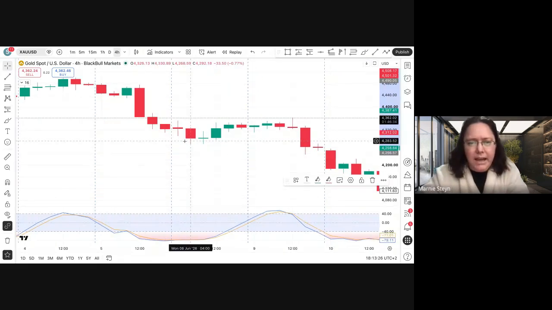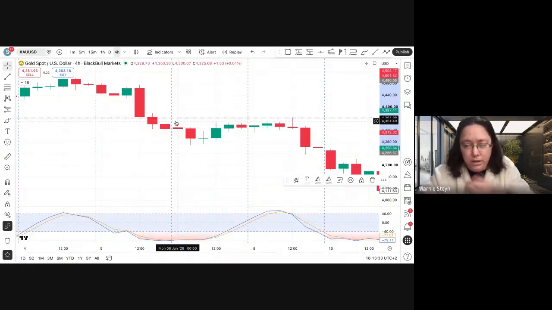Now, when we look at a candle like this, we can see that the wicks are fairly long on both sides. So we can see the candle opened here, pushed up to there.